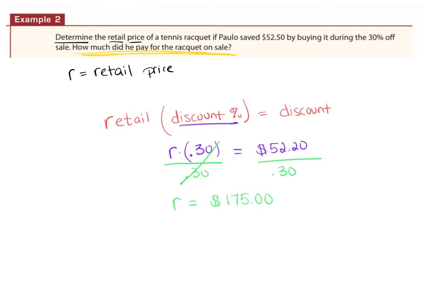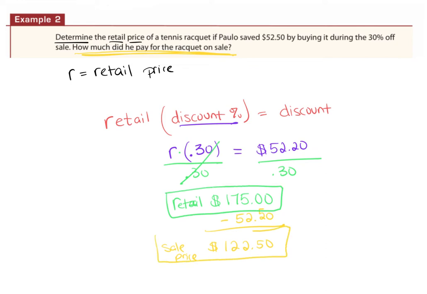Well, we know he saved how much money? $52.50, 30% of it. So we can take the original retail and we can subtract the dollar amount that we know he saved on it. So it's $122.50. All right. That is the sale price. That's the sale price. This is the retail. That answers the first question. This answers the second. Two questions there that they ask us.